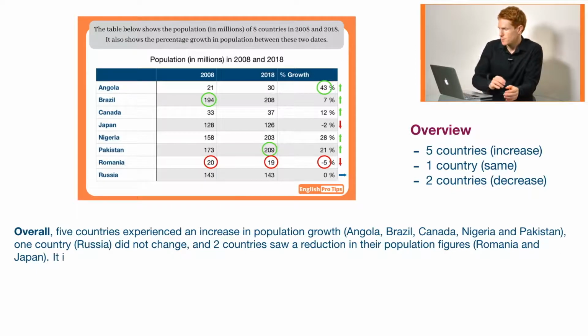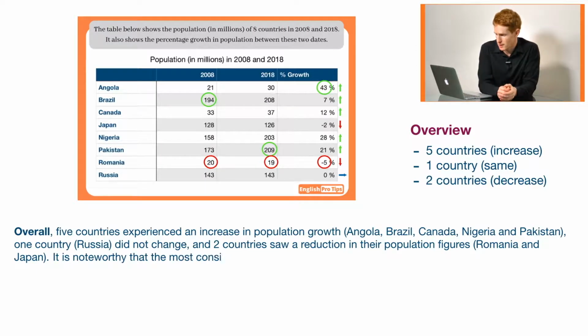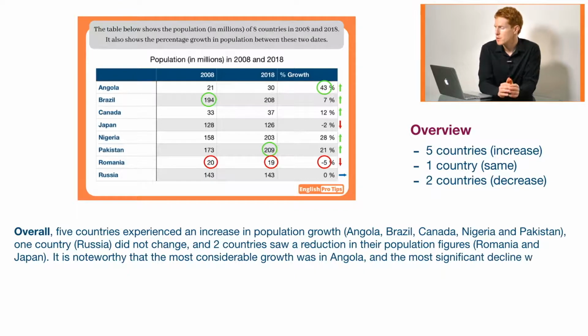We could say, it is noteworthy that the most considerable growth was in Angola and the most significant decline was in Romania. So we're saying that we've looked at all of the categories and we've given their general description, and we've also identified these features.